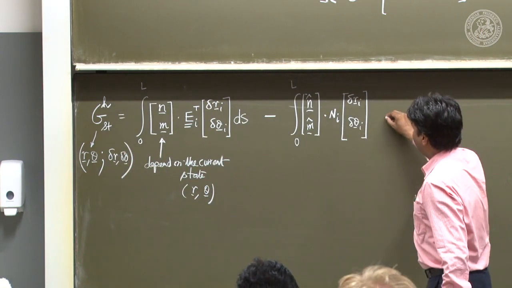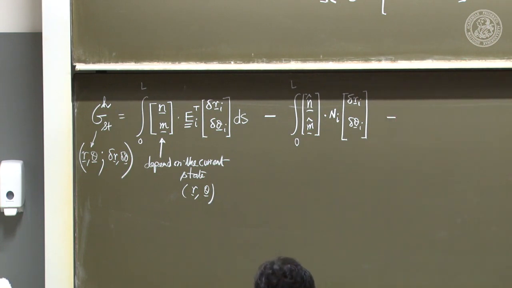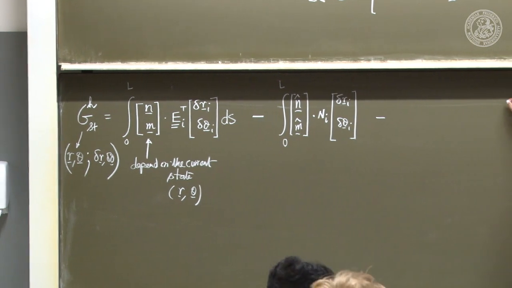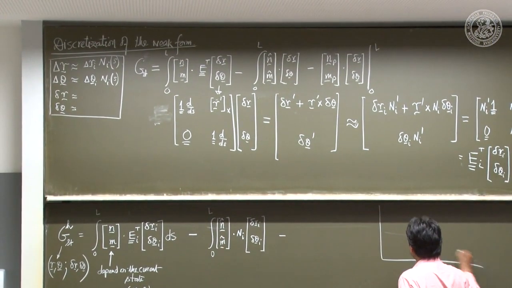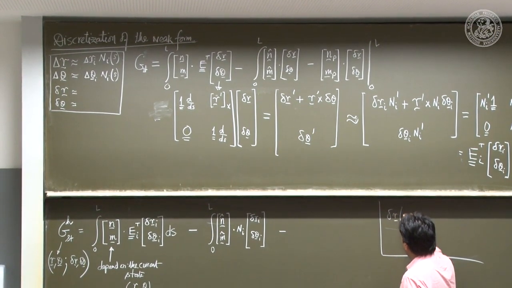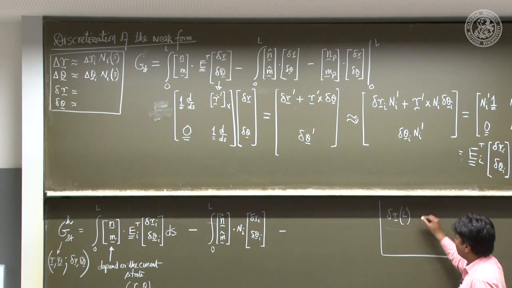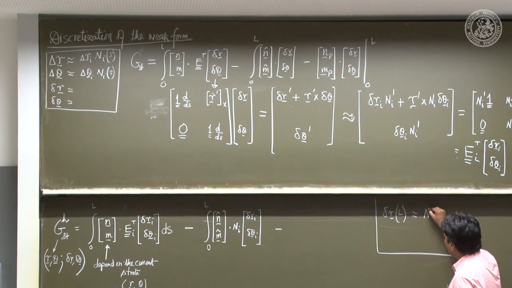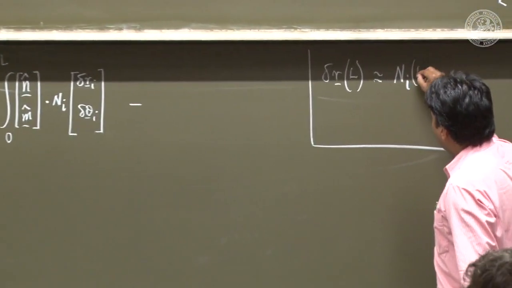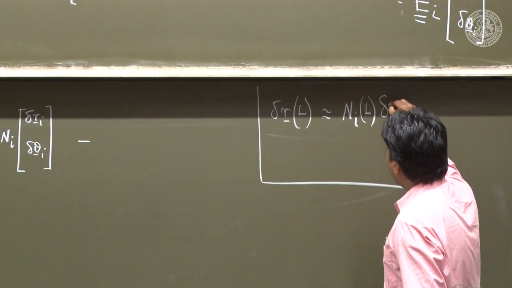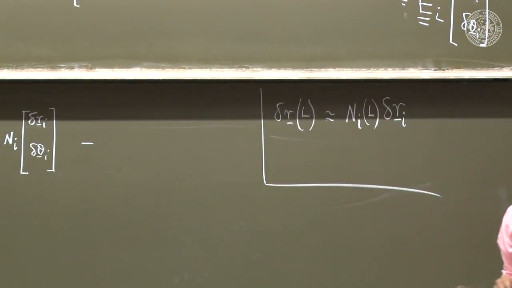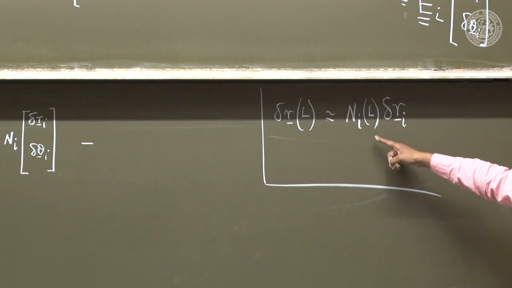And then the last term, can you guess what happens to the last term? See, we have to evaluate that at the boundary. So, what is del little r of L? So, let us just do that side calculation. Del little r of L, that is simply ni at L times del little r I. But what is ni of L?